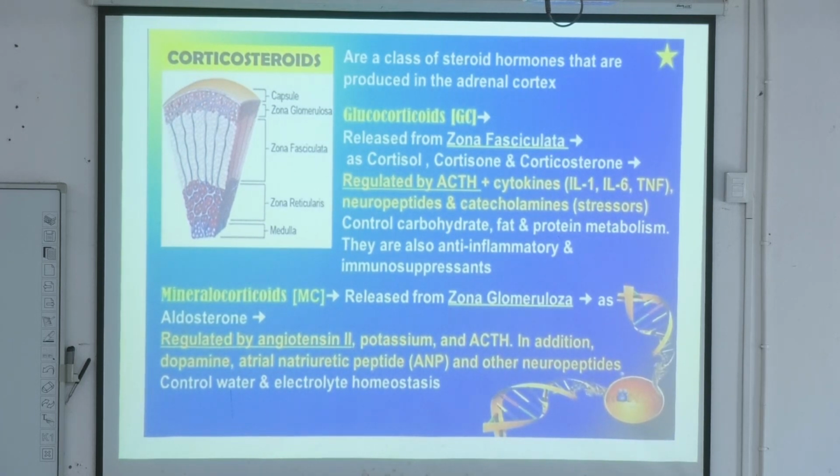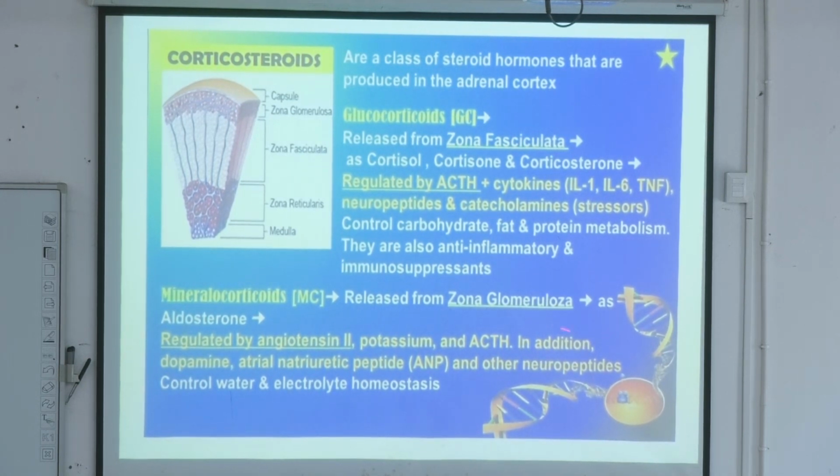And from zona glomerulosa, secretion of mineralocorticoids occurs. The main mineralocorticoid secreted is aldosterone. And who regulates aldosterone secretion? Does ACTH regulate aldosterone? Yes or no?